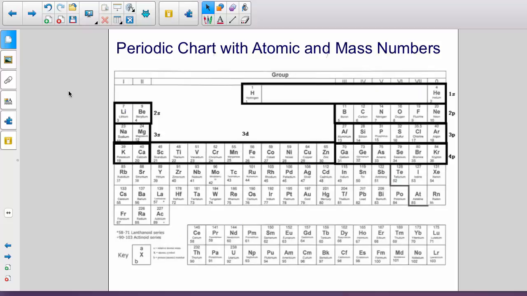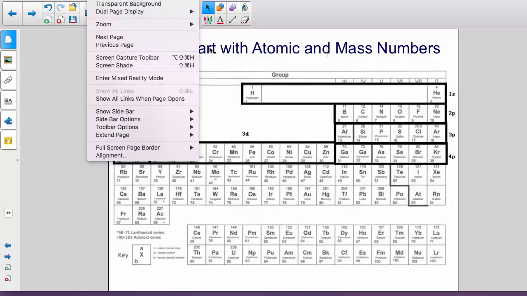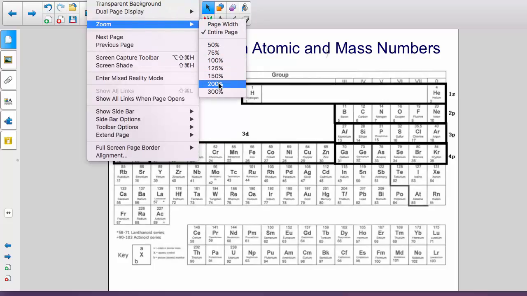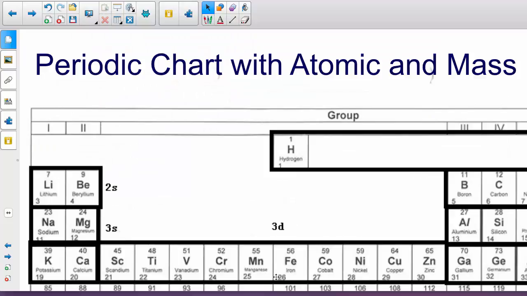Here's a periodic chart that shows atomic and mass numbers. Let's focus on one of the elements and see how the periodic table displays this information. I'm going to zoom in to about 200% and focus on one of the elements. Here I'm going to focus on manganese.